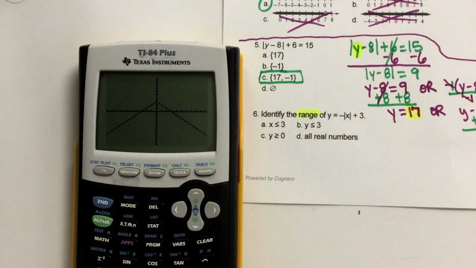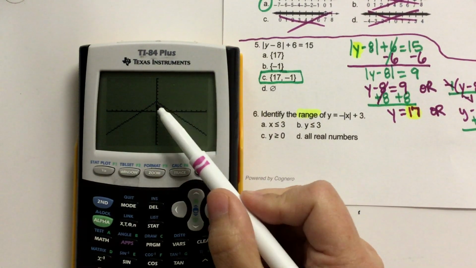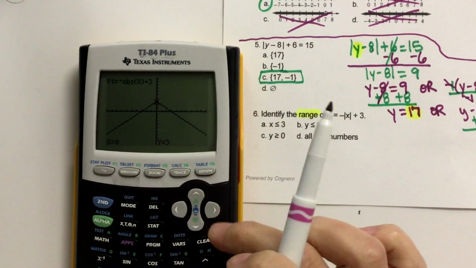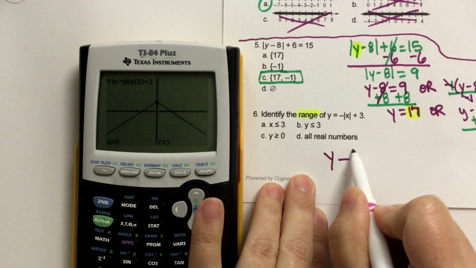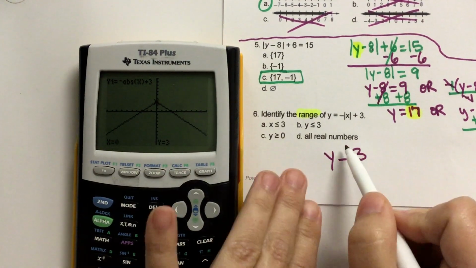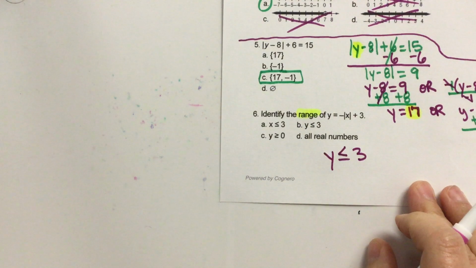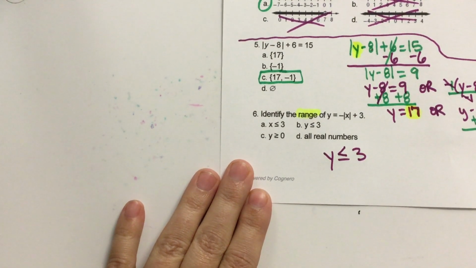So remember, range is asking what are the y's doing. So the graph goes forever down, but not forever up. So I need to find the y where it begins. And that is a 3. That's where the y begins. So y starts out equaling a 3. And then when the graph goes down, down, down, down, down, down, y's get less. And so that's my range, y less than or equal to 3, which is answer choice B.